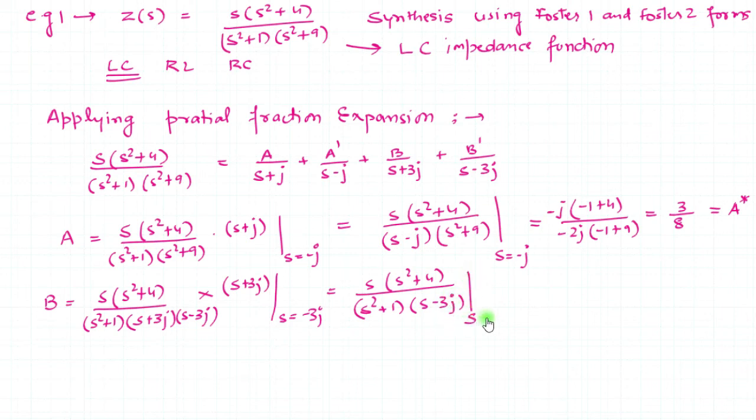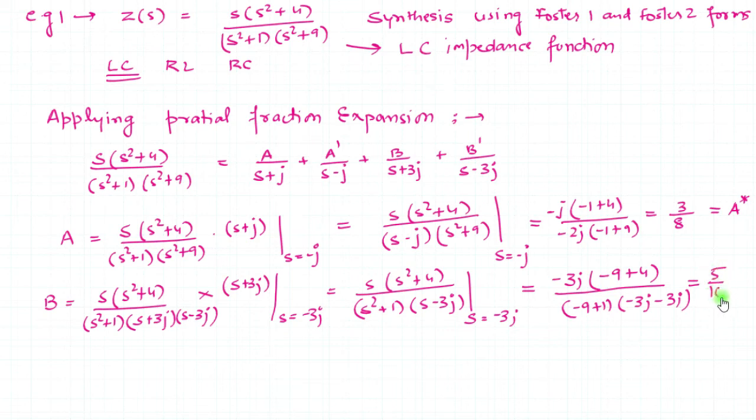I will substitute s equal to minus 3j in this, and I will get minus 3j into minus 9 plus 4 whole divided by minus 9 plus 1 into minus 3j minus 3j, and on solving I will get 5 by 16. As it does not have any imaginary term, it will be equal to its conjugate.